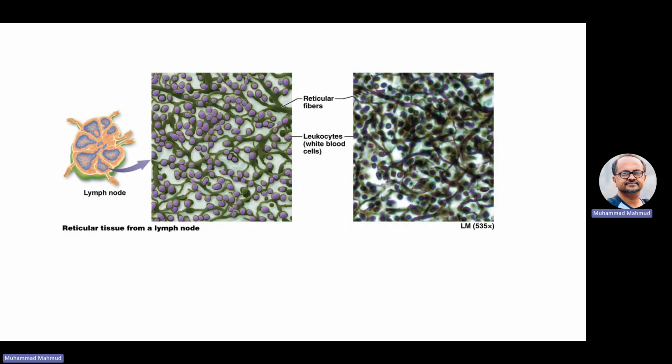After that, we have the reticular tissue from the lymph nodes. And these are the reticular fibers. You see that they have leukocytes, white blood cells. This is taken from the lymph node, which is a part of the lymphatic system. Reticular means net-like connective tissue.